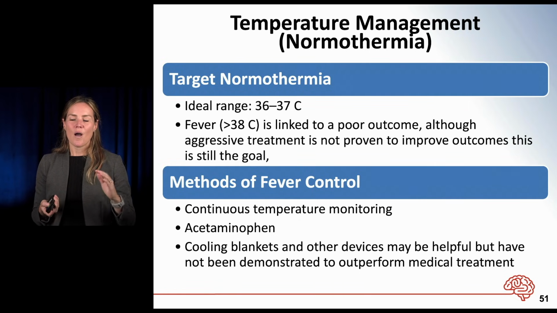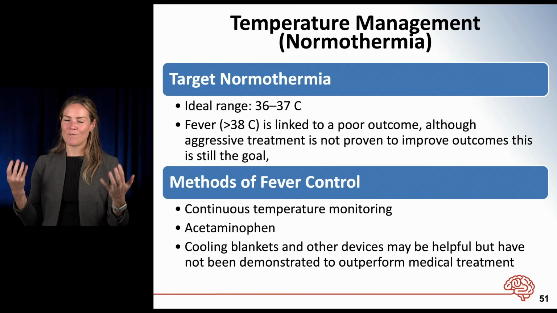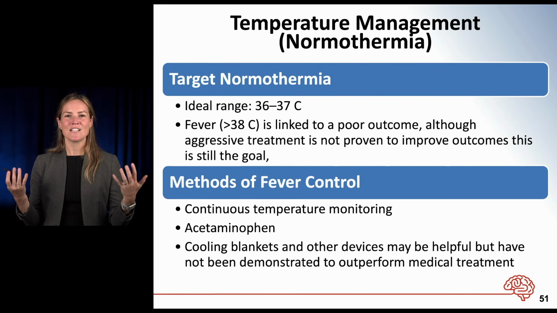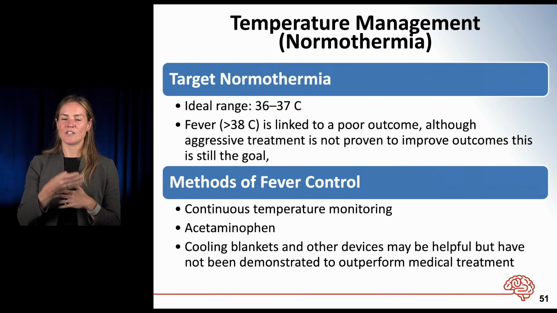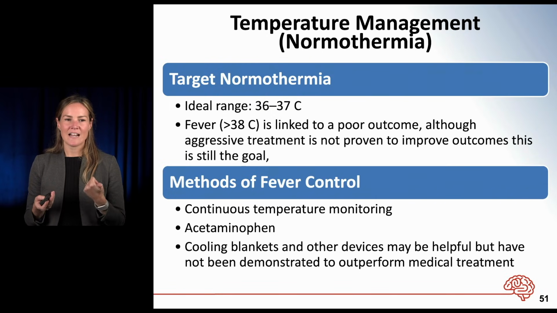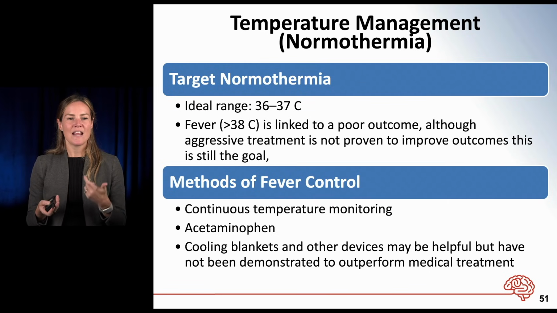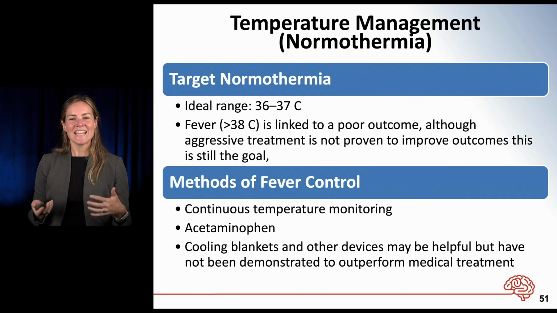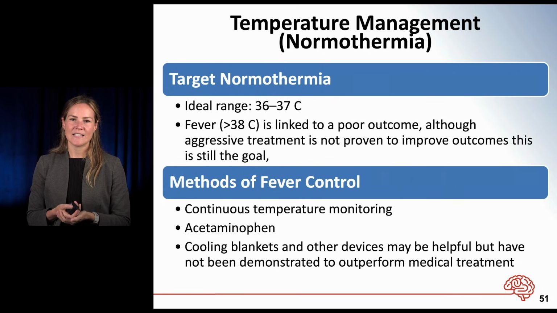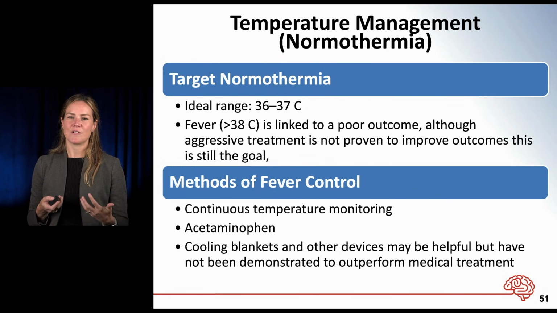So again, we're seeing the same thing again and again, but just being mindful and monitoring this for our brain sick patients is just as important as in people who are systemically ill. So that's putting in a continuous temperature monitor. It's being aggressive with acetaminophen early on. And then thinking about cooling blankets or other devices if the patient has really refractory symptoms.